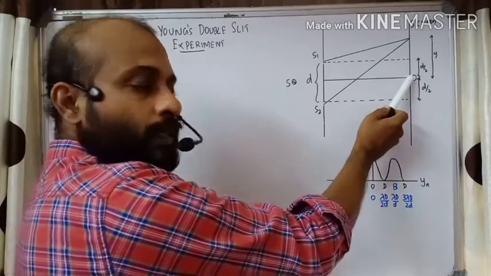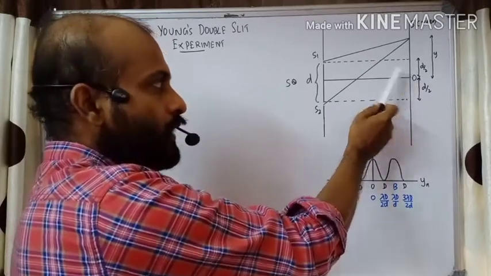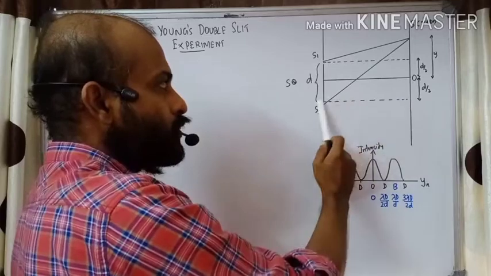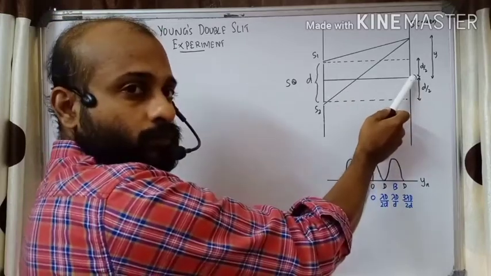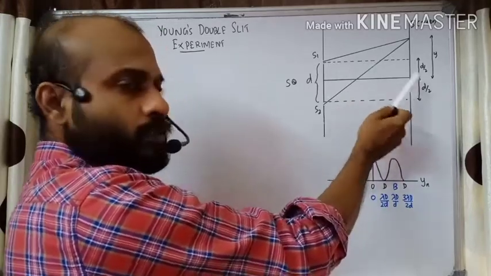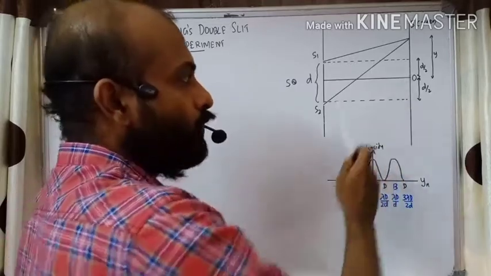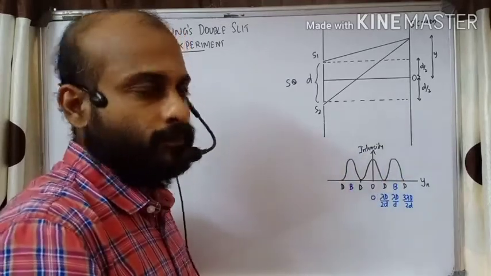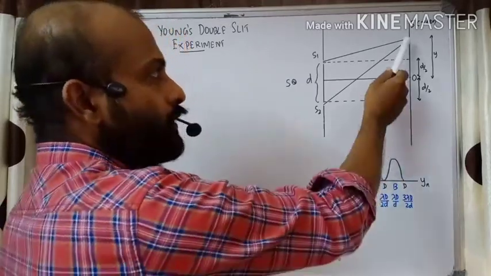The point O is the center of the screen. At the center of the screen, from S1 and S2, the path difference is zero. So at the point O, there will be constructive interference and at the point O, we will get a bright band. Okay, now let us consider another point here.